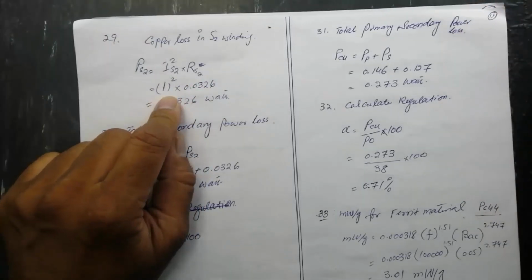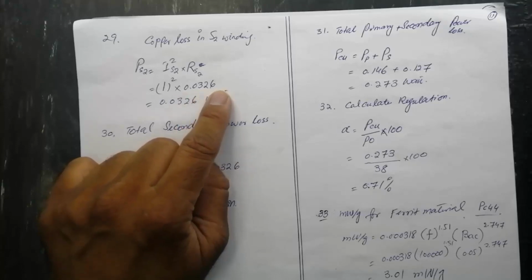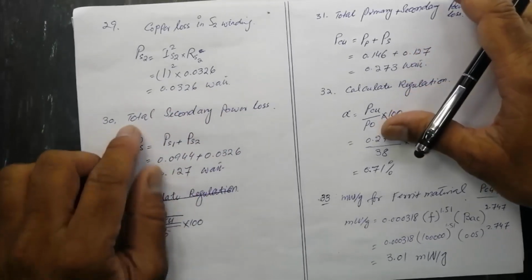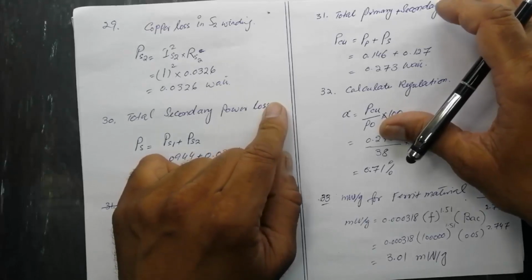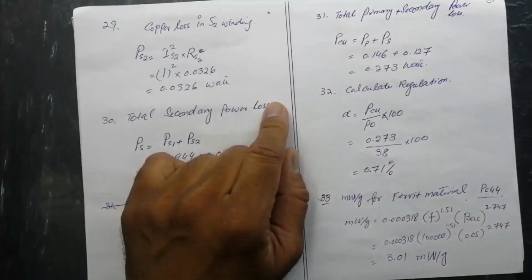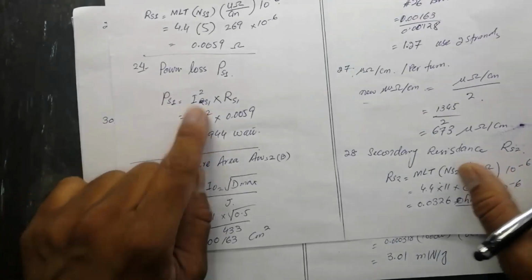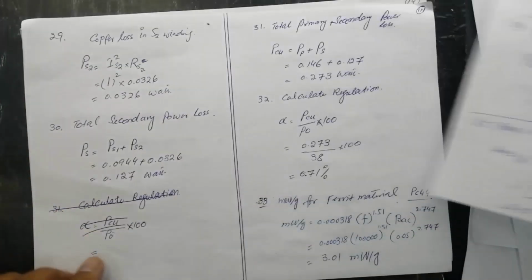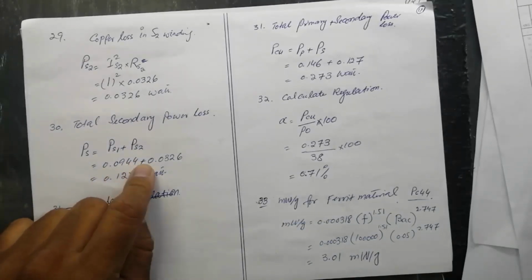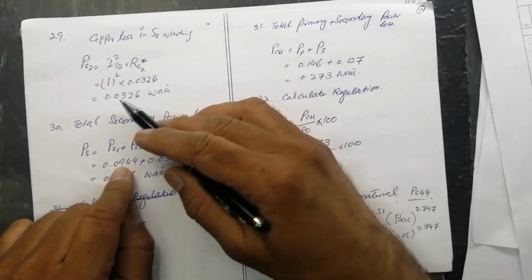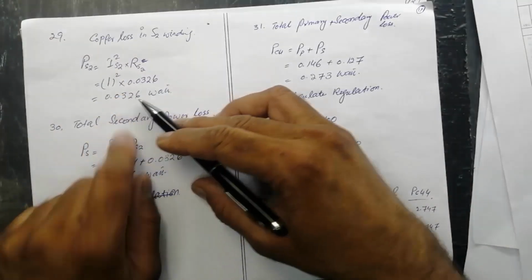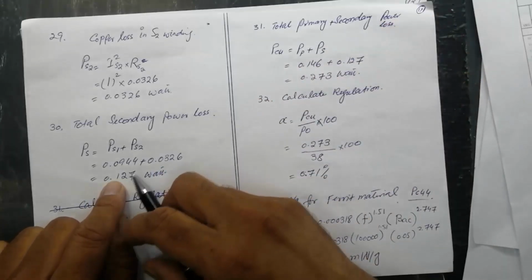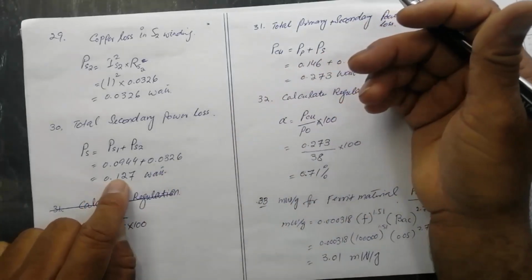So we have 1 ampere. We need 1 ampere multiplied by 0.0326. So it is 0.0326 watt. Total secondary power loss. We calculated the power loss in the first winding and the second winding. The power loss in the first winding, from step number 24, is 0.0944 watt in the 5 volt winding, and the second winding, the 12 volt winding, is making a loss of 0.0326 watt. And the total copper loss in the secondary is 0.127 watt.